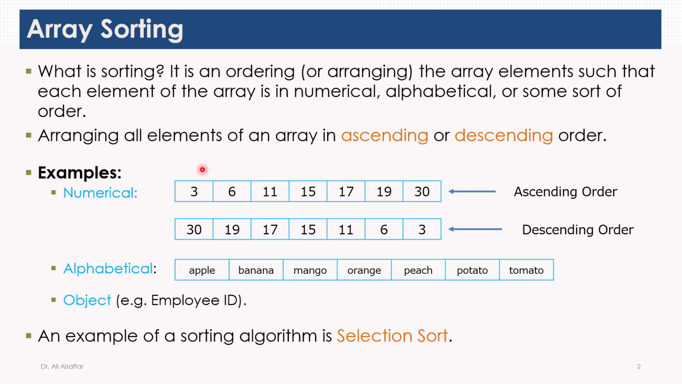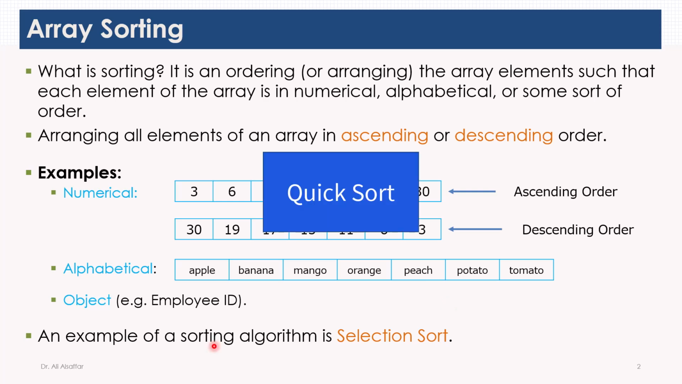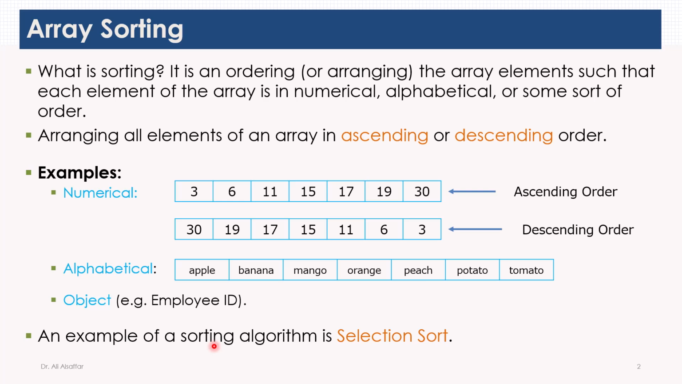In this presentation, we will show you an example of a sorting algorithm. It is called selection sort. Selection sort is a very simple sorting algorithm that we can apply on small size arrays, but it is not the most efficient sorting algorithm as we have mentioned earlier. There are other sorting algorithms, to name some of them: quicksort, heap sort, bucket sort, insertion sort, bubble sort, and other sorting algorithms. Most of them depend on swapping or exchanging elements in the array.